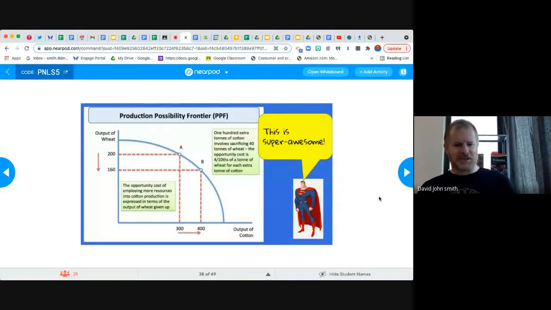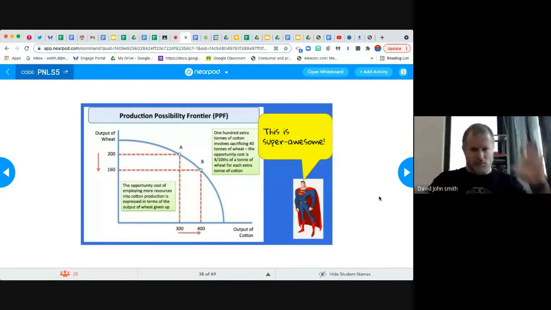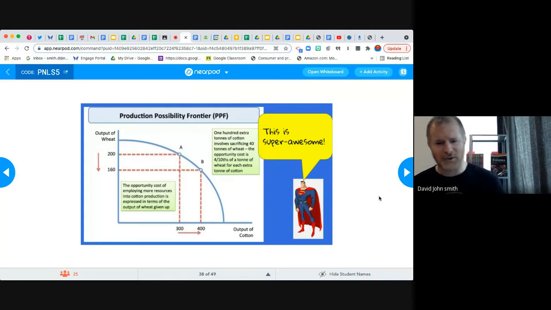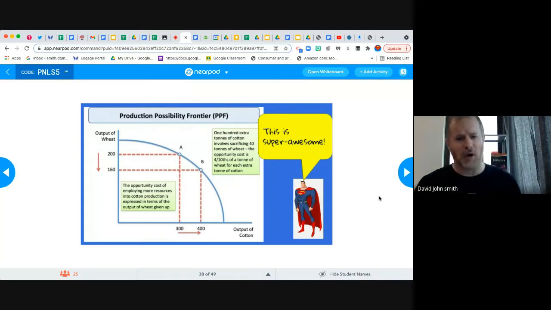All right. Now, we were introducing ourselves last time to the amazing model that we know of as the PPF. Now, apologies, Eason, you won't have seen this before. This will be mind-blowing to you, potentially. But this is the production possibility frontier. And it is a model that I've referred to as a supermodel, all right?